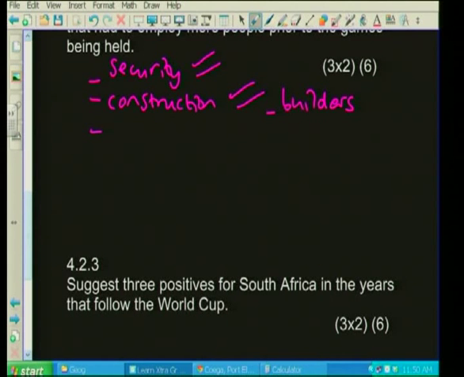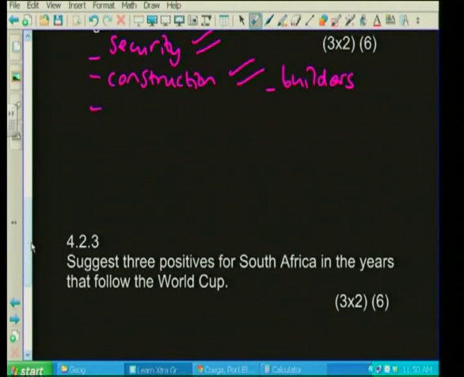And then another industry or another aspect was the transportation. We employed hundreds or thousands of people to be bus drivers for the Rea Vaya, for example, the Gautrain. All of that came on board and people had to get around the city and around various places to see matches. So that created job creation as well. 6 marks for question 4.2.2.